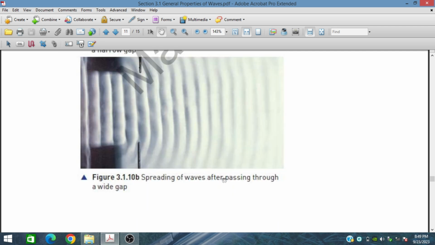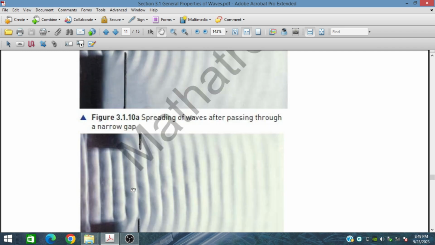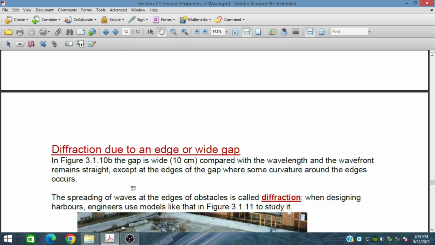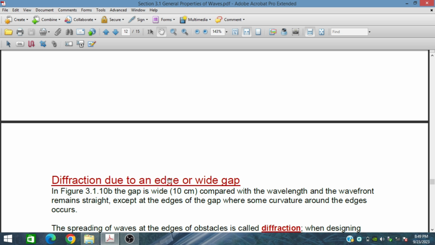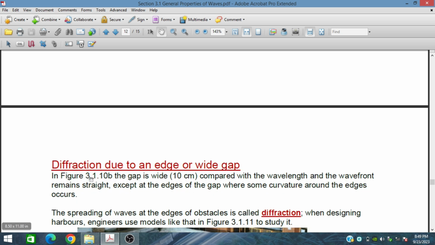The spreading of waves after passing through a wider gap. So in a wider gap, we will see it's a different one. Diffraction due to an edge or a wide gap. In figure 3.10b, the gap is wide, 10 cm compared with the wavelength, and the wavefront remains straight, except at the edges of the gap where some curvature around the edges occurs.